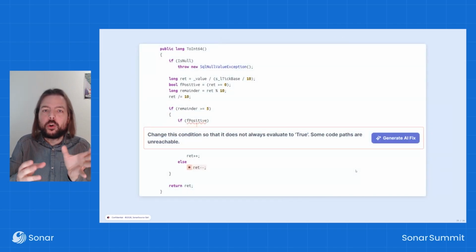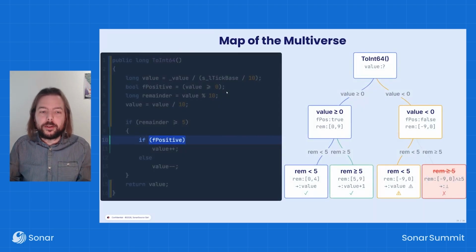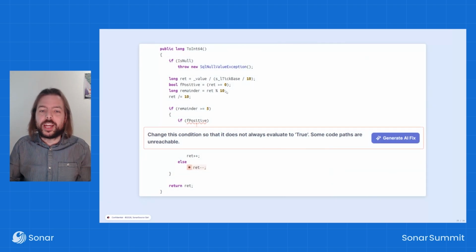And this is, of course, more a consequence of the root problem, but it points you in the right direction. Wait, why is this always true? And this is what the analyzer finds, right? It says, change this condition so that it does not always evaluate to true. Some code paths are unreachable. And of course, this is more like a consequence of the root cause of the problem, the root cause being that the modulo 10 for negative values is negative. But it points you in the right direction because it says, hey, this code doesn't really make sense. There's some structural problem with it here. Take a closer look. And this will allow you to find this bug.